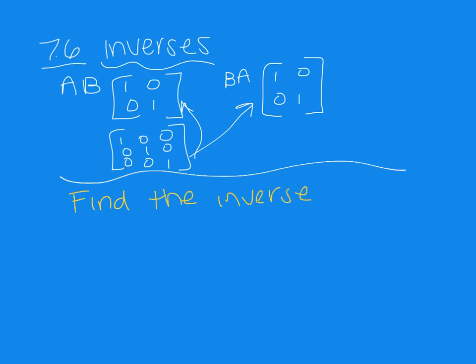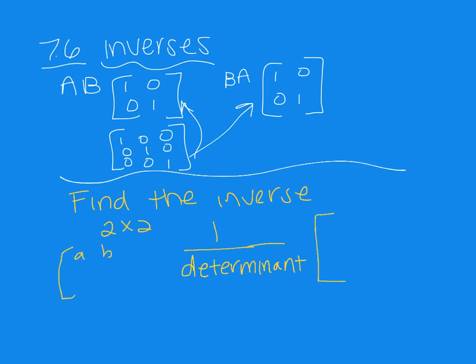So for a 2 by 2, this is where we did 1 over the determinant times, and we switch. So if I'm finding the inverse of [A, B, C, D], then we switch the order of D and A, and we change the signs on B and C.